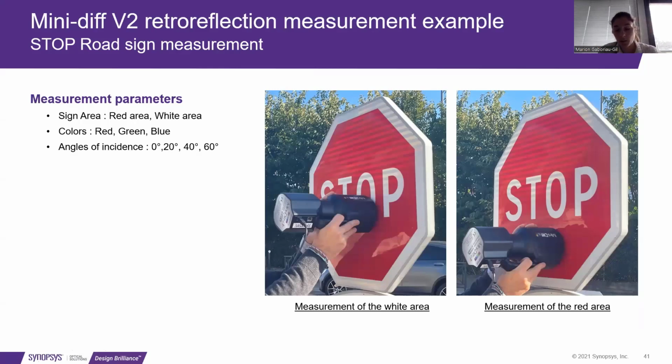So as explained at the beginning, we have for retroreflection application the LIDAR, and the other one was for road sign and marking. So I want to show you an example of road sign measurement. We choose a stop sign. We perform a measurement on the red part and on the white part of the sign with our visible mini DV2, so with the red, green, and blue, and for all angles of incidence.